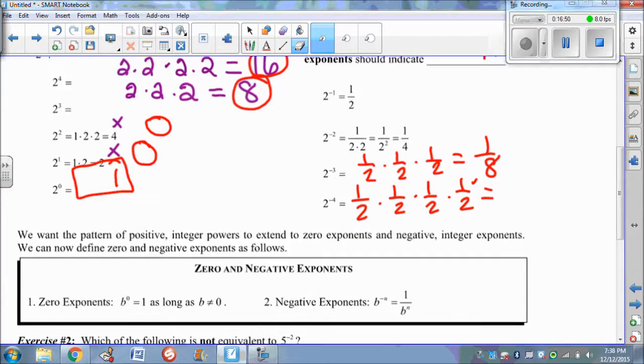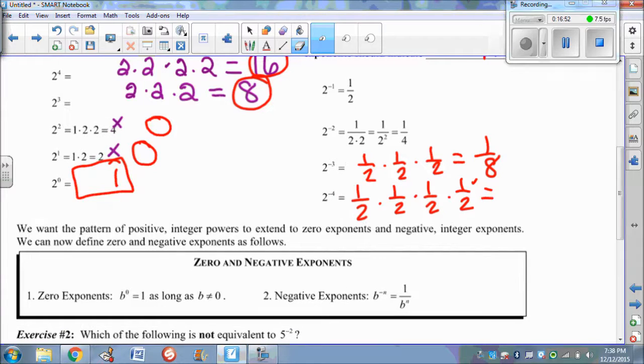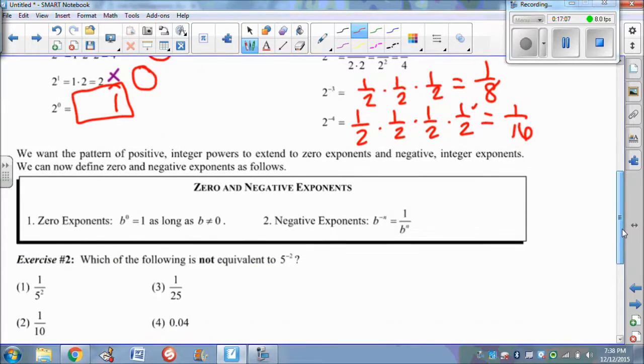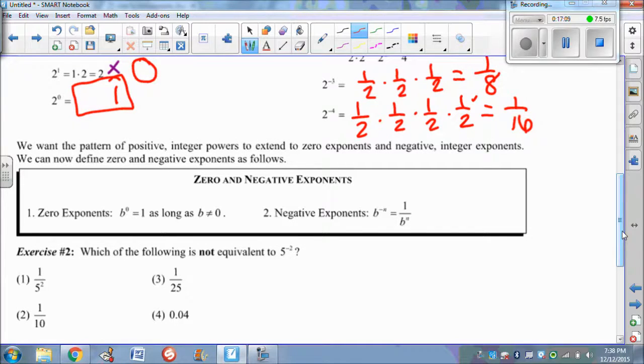Okay, so that gets you to 1/16. Okay. So again, you're just looking for patterns of multiplication and patterns of division as we're working through these. So now it says, we want the pattern of positive integer powers to extend to 0 exponents and negative integer exponents. We can now define 0 and negative exponents as the following.